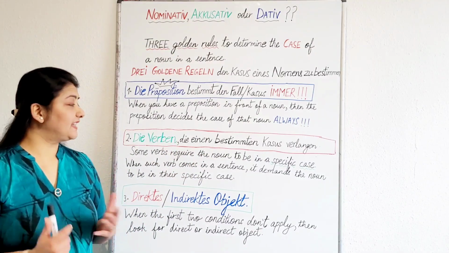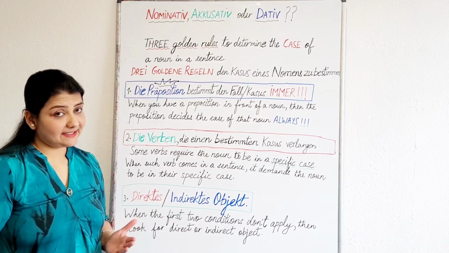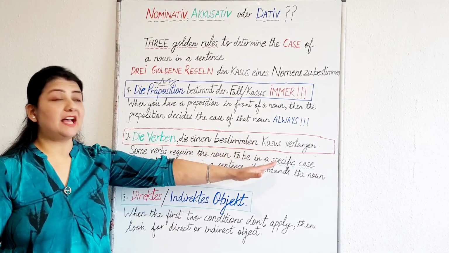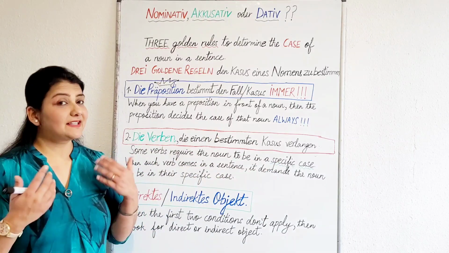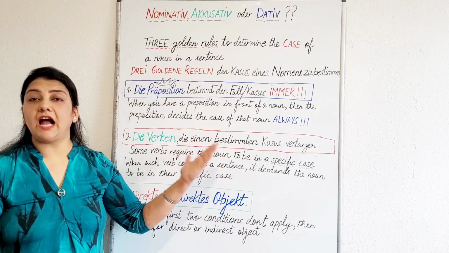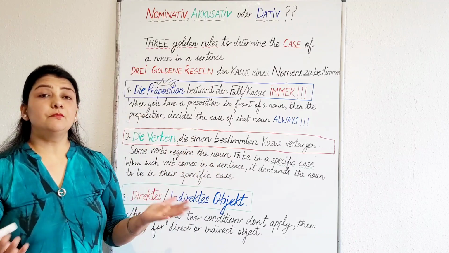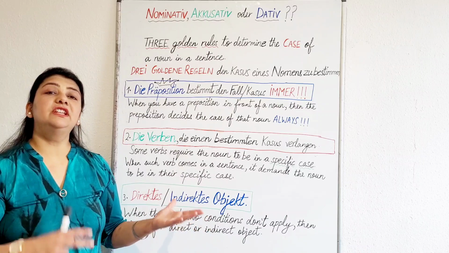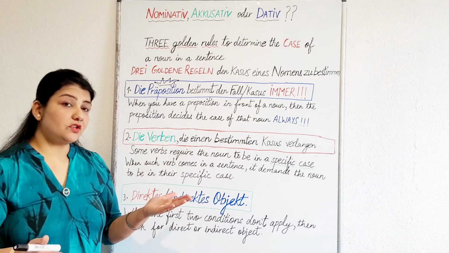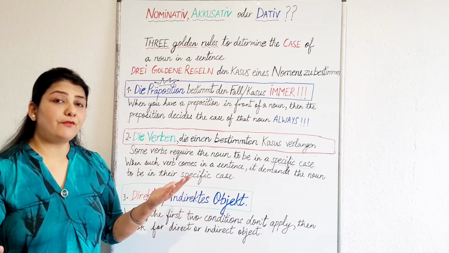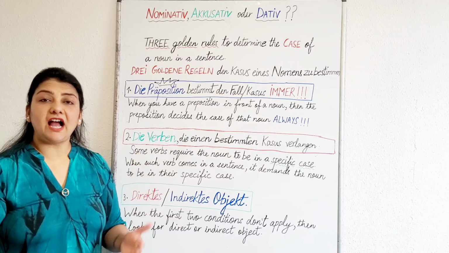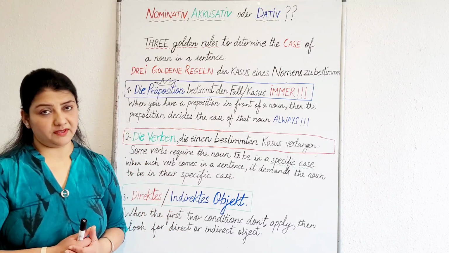Now, coming on to the second rule. Die zweite Regel, die Verben, die einen bestimmten Kasus verlangen. Es gibt manche Verben, die einen bestimmten Kasus verlangen. Zum Beispiel, es gibt manche Verben, die nur Dativ brauchen. Und wenn ein solches Verb in einem Satz vorkommt, dann bestimmt dieses Verb den Kasus des jeweiligen Nomens.